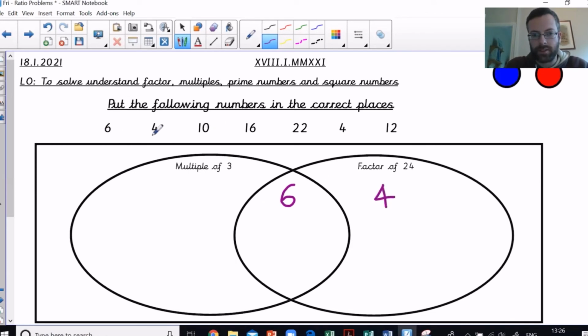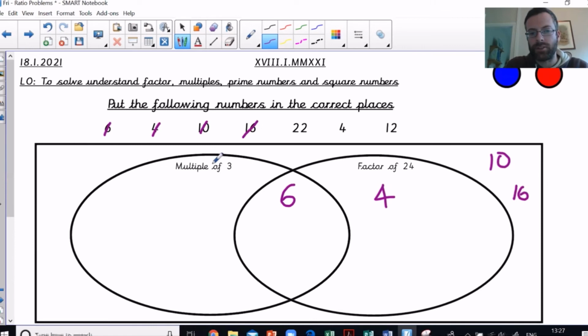10. I'm going to cross these out as I go to them. Is it a multiple of 3? 3, 6, 9, 12. No. Can I divide 24 by 10 and get a whole number? No. So 10 is going to go on the outside. 16. Is it a multiple of 3? 3, 6, 12, 15, 18. No, it's not. Can I divide 24 by 16? Can I count up in 16s and get 24? No, I cannot. So it's going out here.